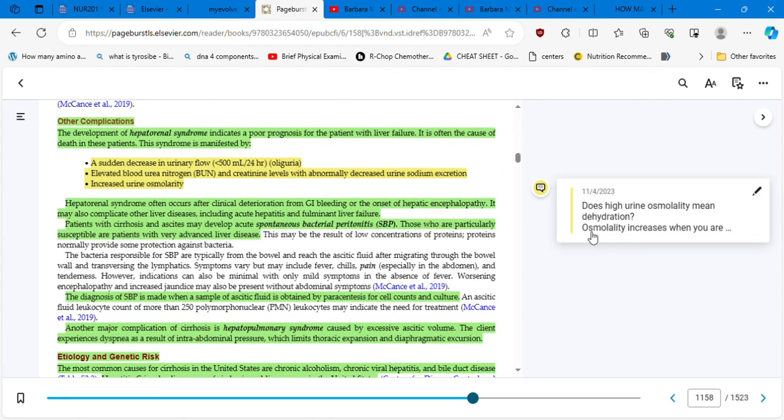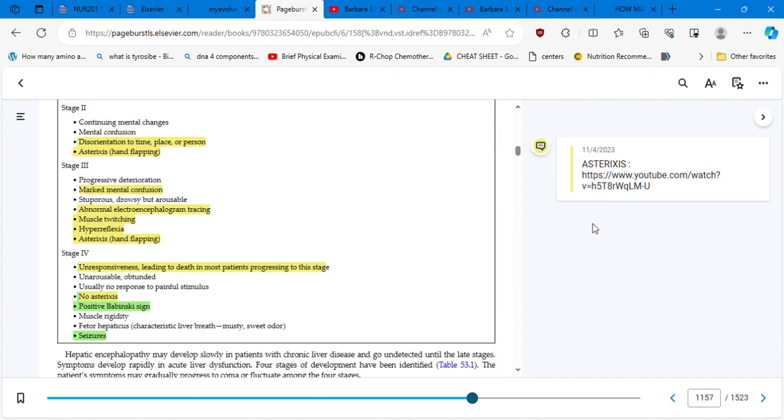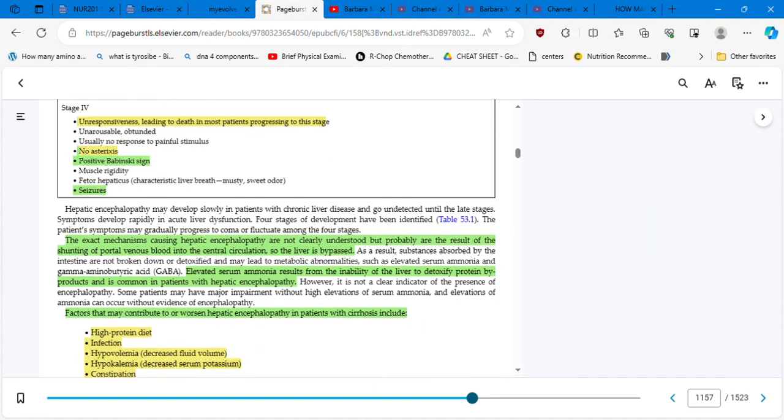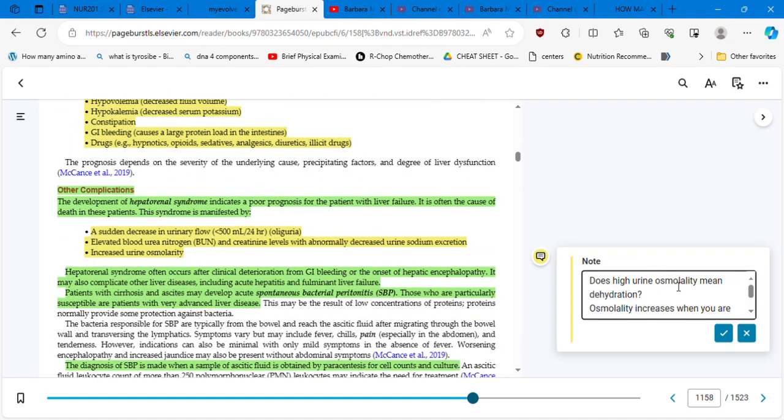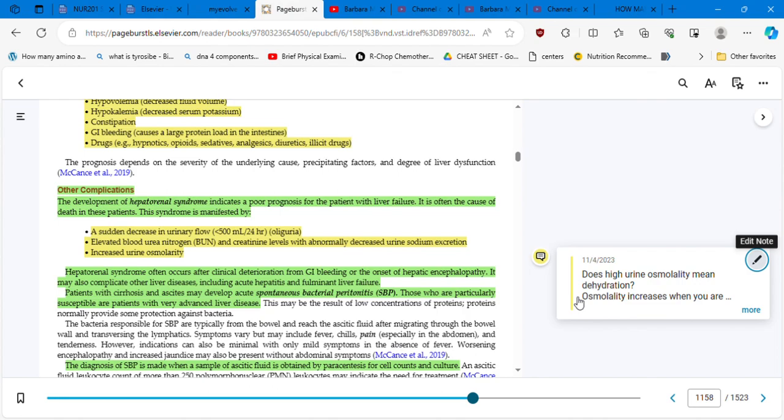Now, let's go. So does high urine osmolarity mean dehydration? Osmolarity increases when you are dehydrated and decreases when you have too much fluid in your blood. That's something that you need to understand.